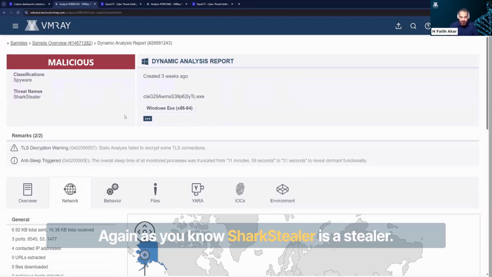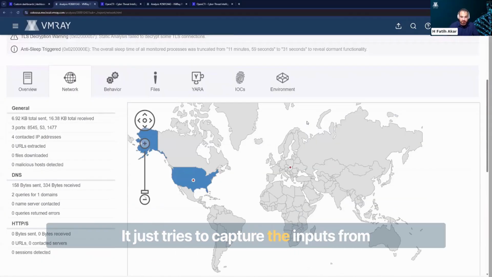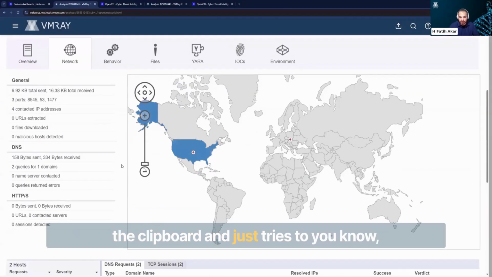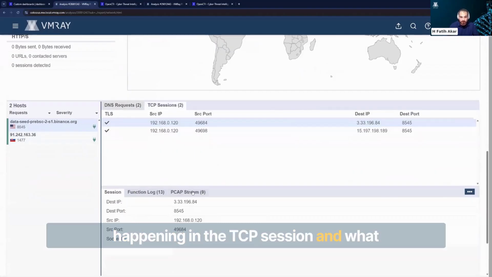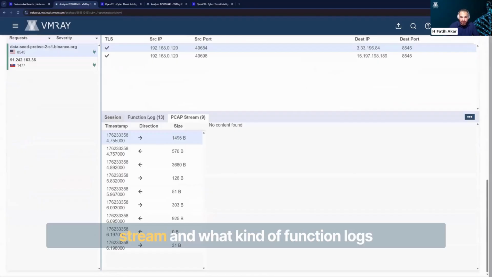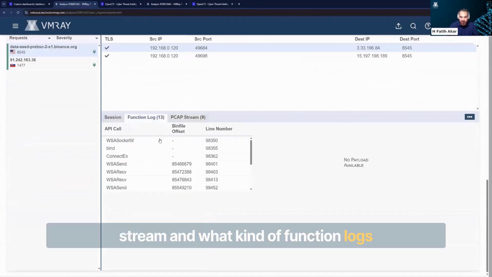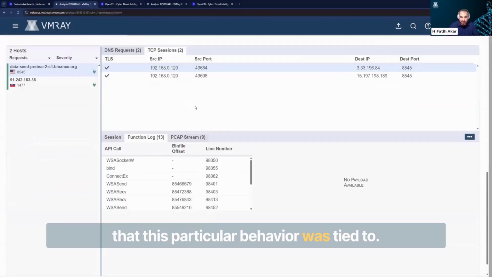Again, as you know, Shark Stealer is a stealer. It just tries to capture the inputs from the clipboard and just tries to collect a lot of data from the endpoints that it is infecting. But here we also see which countries it is trying to connect to, what is happening in the TCP session, and what is being sent actually in the PCAP stream, and what kind of function logs this particular behavior was tied to.